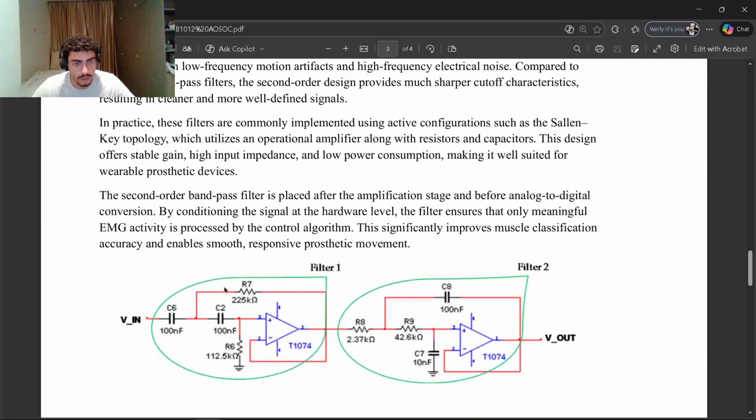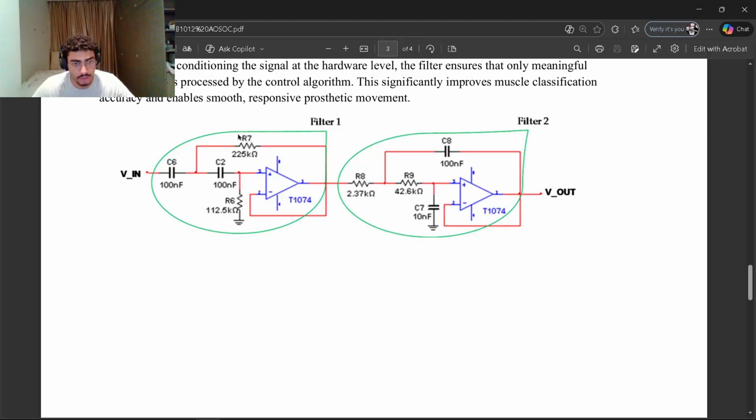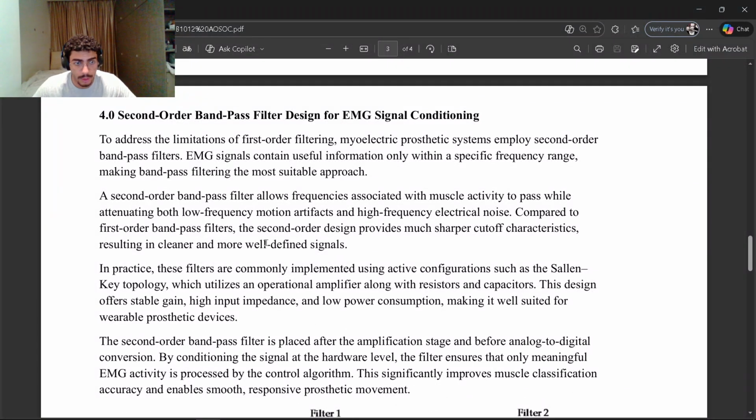And here, as we can see, we have a filter 1 and a filter 2. The first filter handles the high frequency, the second filter handles the low frequency. We have 2 capacitors in each. These are for the frequencies, and then the resistors set the cutoff point. Anyways, moving on. Second order bandpass filters allow us to remove all of the high frequency electrical noise and the low frequency motion artifacts, and keep the wanted muscle frequency band.